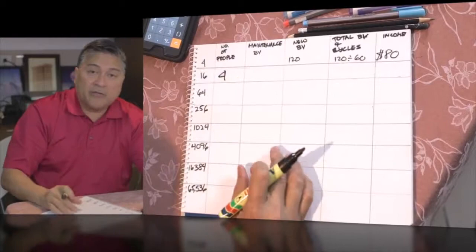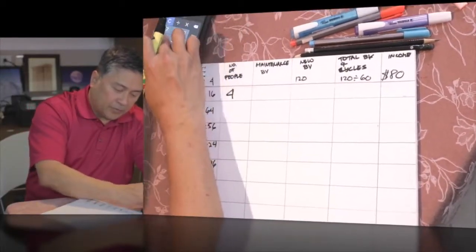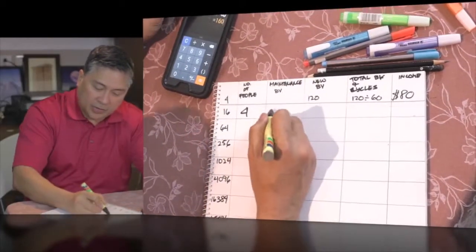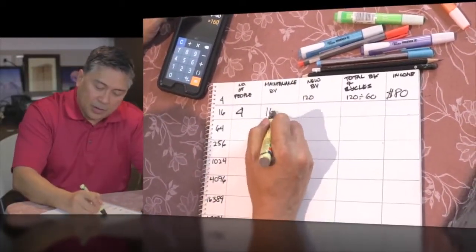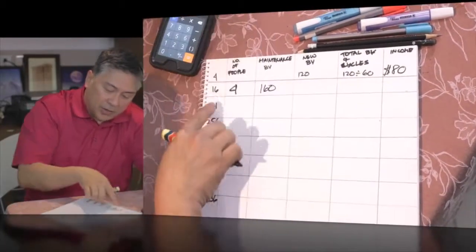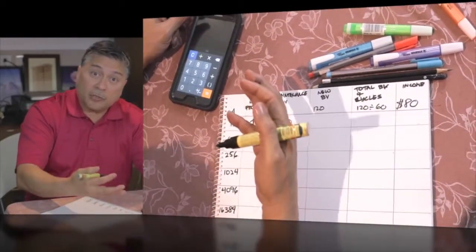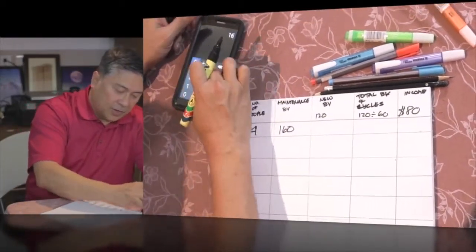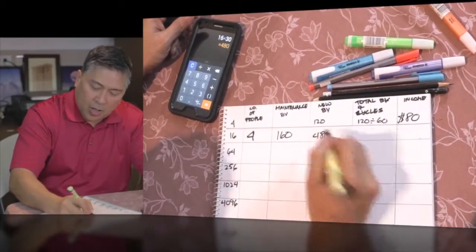So the maintenance BV will be 4 times 40 is 160. Actually, I could have done that without the calculator. So 160, okay. Then the new BV is the 16 times 30, which is 30 BV per product pack. So 16 times 30, you now have 480.